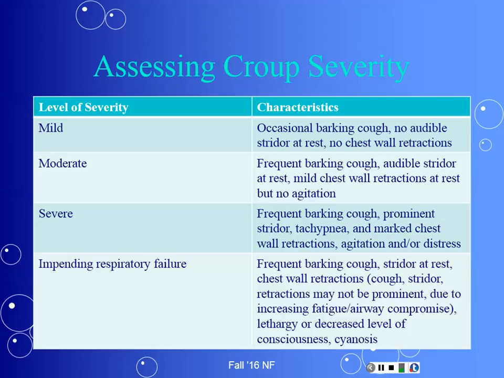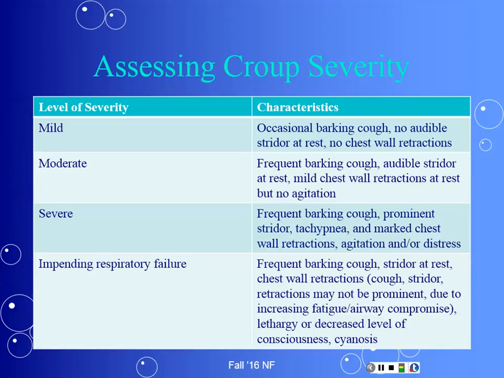They're going to have no audible stridor at rest. Stridor is that high-pitched inspiratory type of sound. And generally no chest wall retractions. That's going to be your mild. So this kid's not going to have audible stridor at rest. They may have an occasional barky cough. And remember, they may change within their level of severity throughout the day as well.